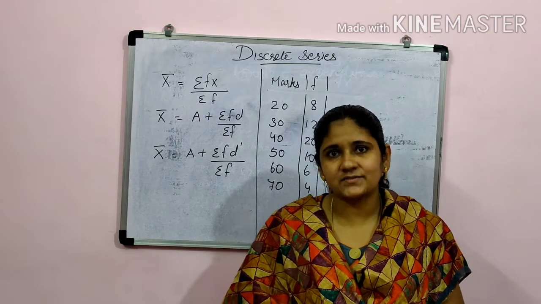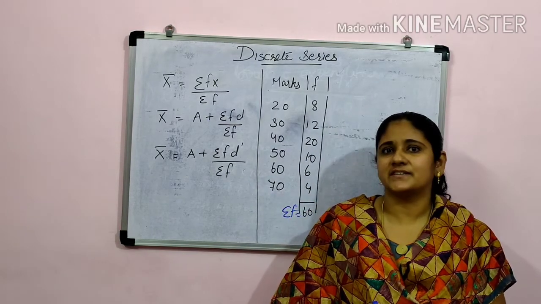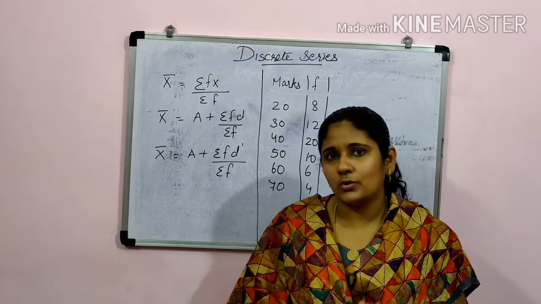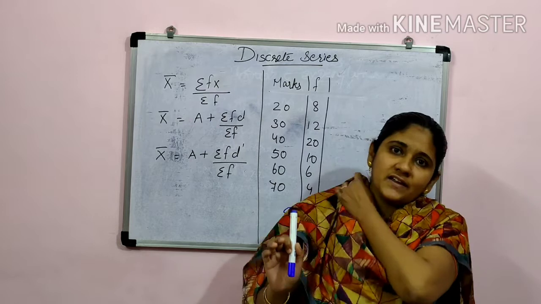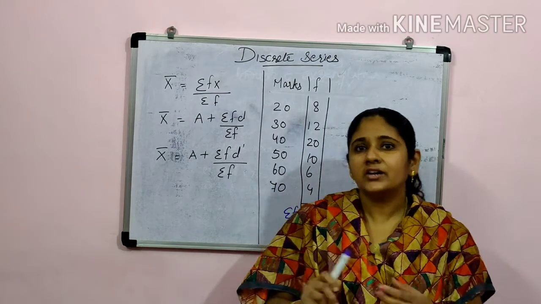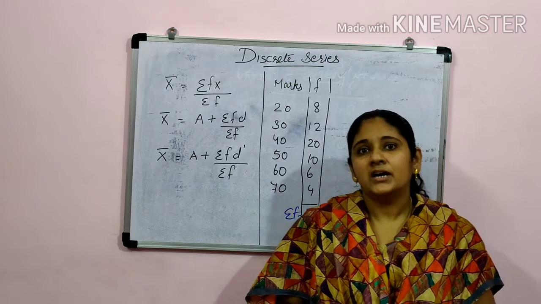Dear students, in yesterday's video we discussed the calculation of arithmetic mean for individual series, and I told you the formulas also. I hope that all of you have done that register work yesterday itself in your register. Today we are going to discuss how to calculate the arithmetic mean for a discrete series.